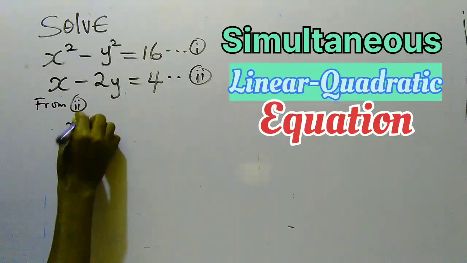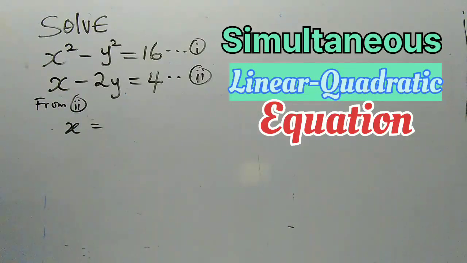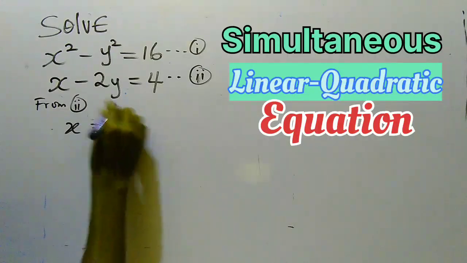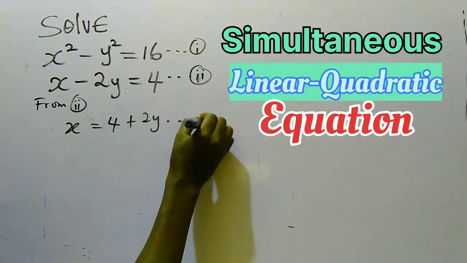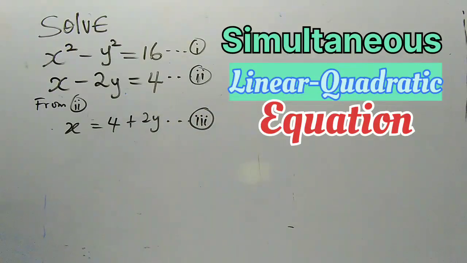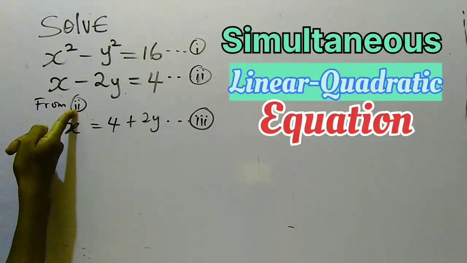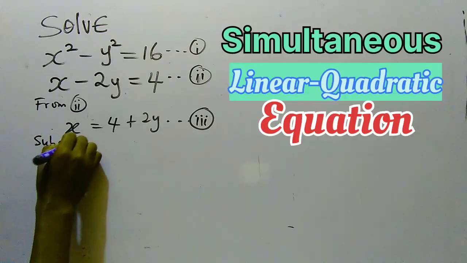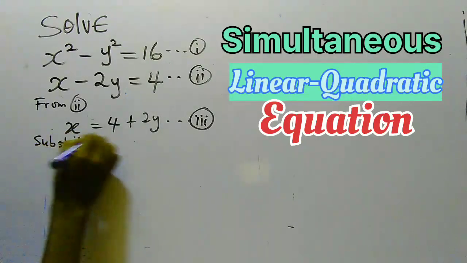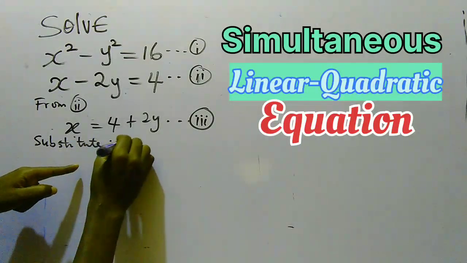Let me say x is equal to, you can see I can easily make x the subject of the formula. So that will give me 4 plus 2y. Let me call this equation 3. So we are using the substitution method, okay? Remember I said whenever you are using the substitution method, if you say from equation 2, then you are going to substitute into equation 1.